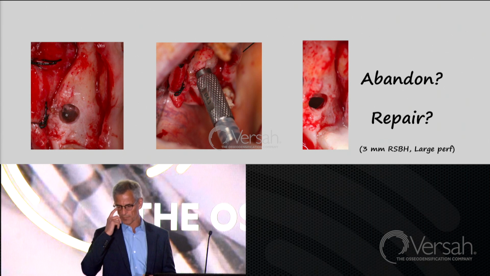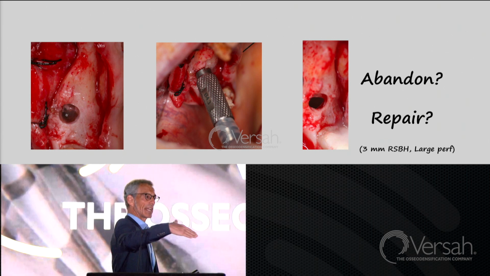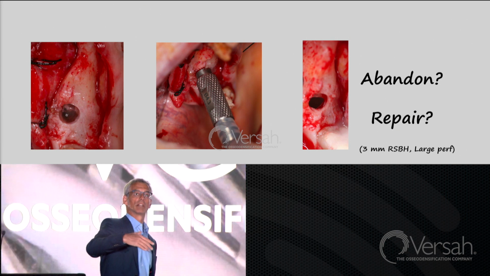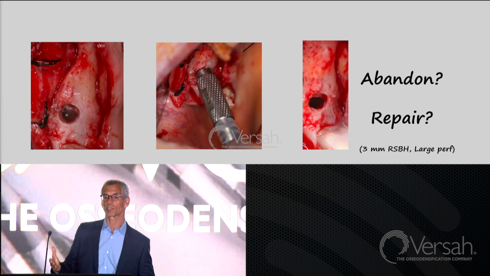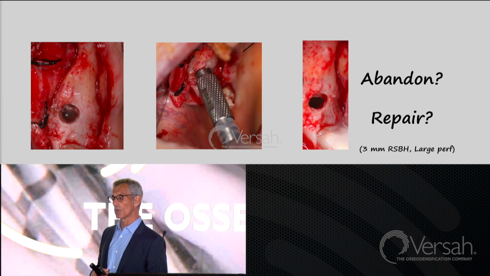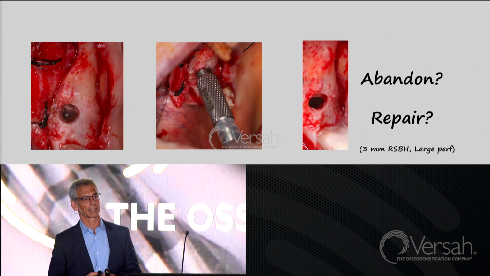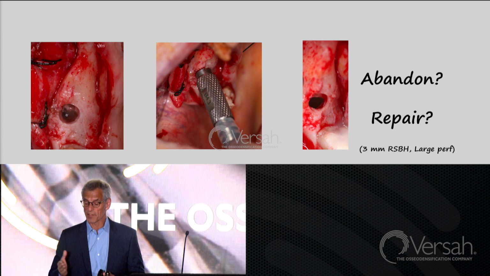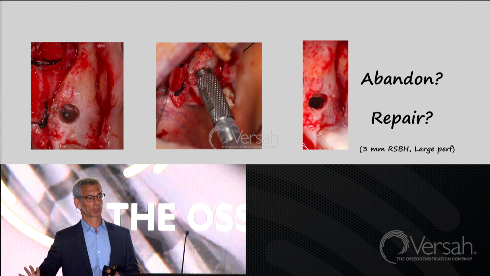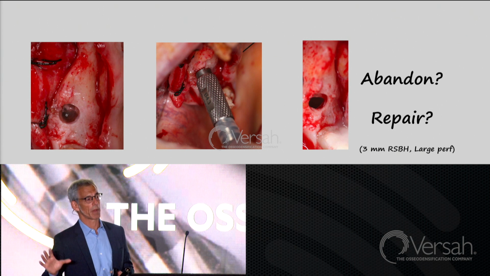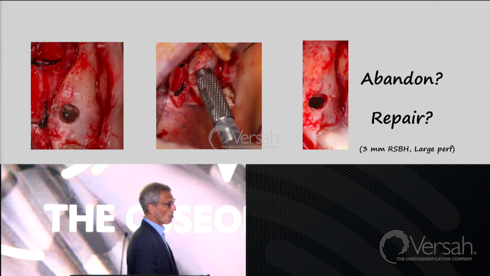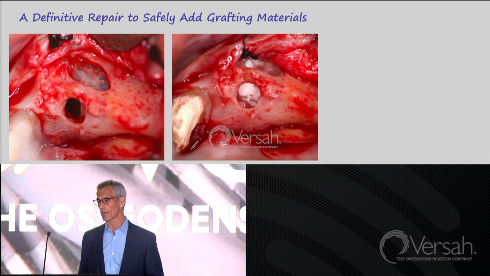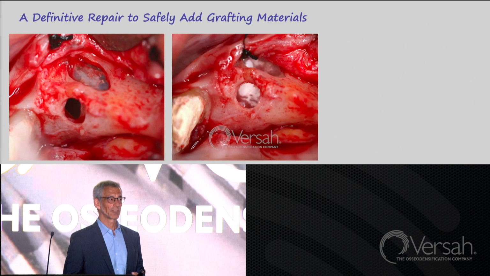Abandon or repair. Now, remember, I only had 3 millimeters of subantral bone, so that would only allow for me to place a 5 or 6 millimeter long implant. That doesn't fit my guidelines. So either I just place PRF, cover it with the membrane, go back in 4 to 6 months, or I can do a real definitive repair. I don't like to abandon.